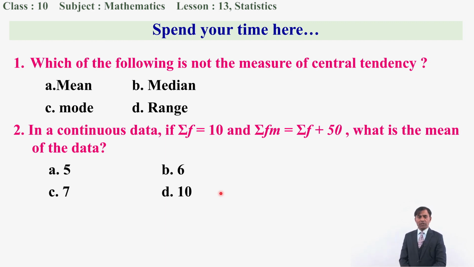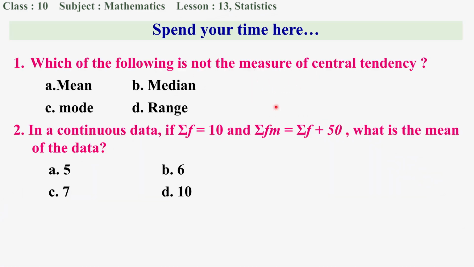Here some multiple choice questions are given, which are called yes or no type questions, selective responses. Options are given. From the given options, select the right answer. Which of the following is not a measure of central tendency? Mean, median, mode, and range. Just before, I said that central tendencies are mean, median, and mode. And range does not belong to central tendency. So the right answer is range.